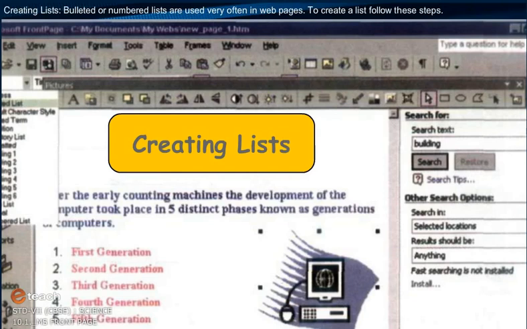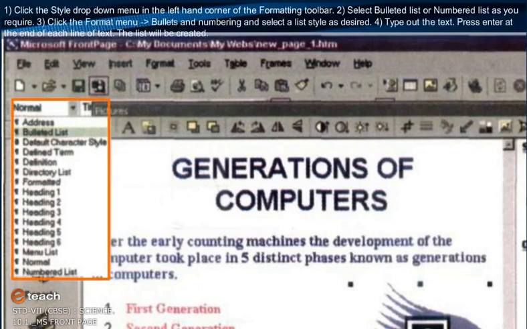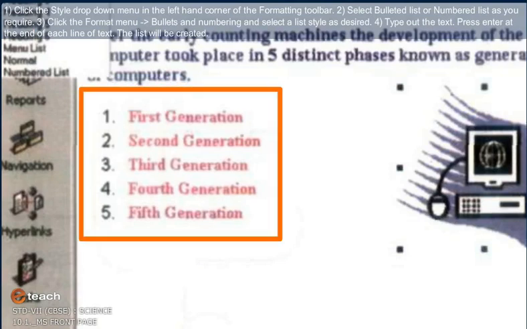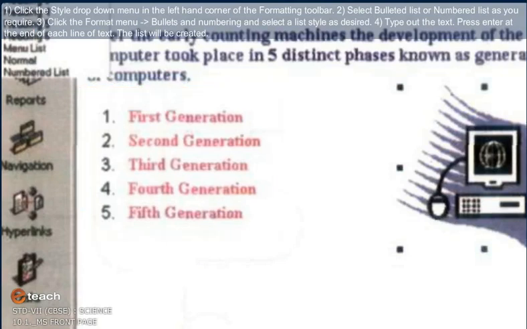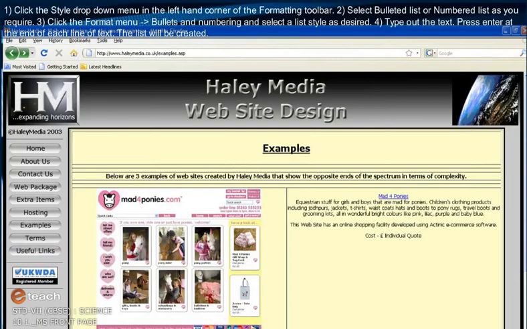Creating a list. Bulleted or numbered lists are used very often in web pages. To create a list, follow these steps. 1. Click the Style drop-down menu in the left-hand corner of the Formatting toolbar. 2. Select bulleted list or numbered list as you require. 3. Click the Format menu, Bullets and Numbering and select a list style as desired. 4. Type out the text. Press Enter at the end of each line of text. The list will be created.